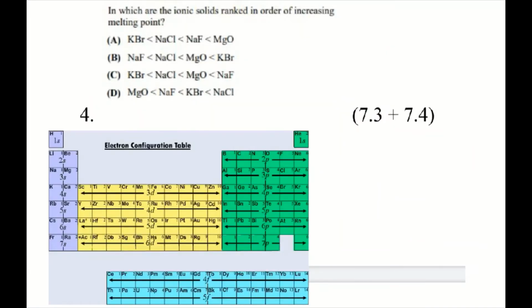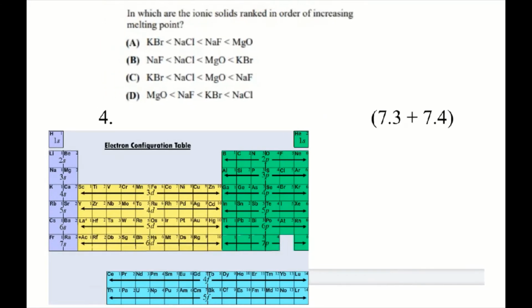Now, for number 4, we need a periodic table, and you're allowed to use that, so don't worry. Number 4, in which are the ionic solids ranked in order of increasing melting point? So this will be the highest, and this will be the lowest. Now we have 4 salts that we need to look at, and let's think about what factors cause ionic bonds to be stronger, and this will cause the melting point to increase.